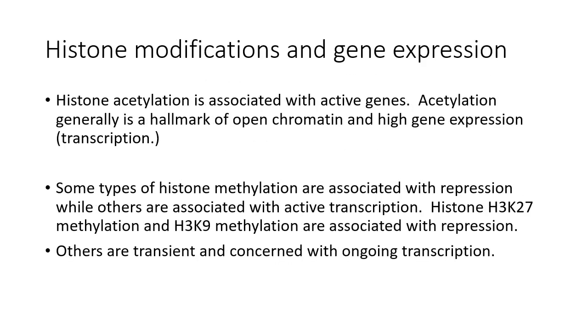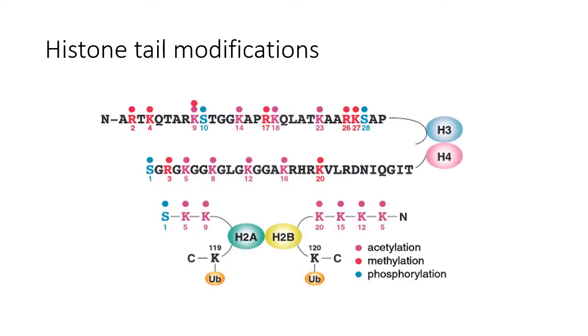We've already said this. Histone acetylation is associated with active genes, open chromatin, high levels of gene expression. Some types of methylation are associated with repression and others with active transcription. For example, histone H3 lys 27 methylation and H3 lys 9 methylation are associated with repression. Here's a picture of H3 and H4 as the potential sites of methylation, acetylation, and also phosphorylation.